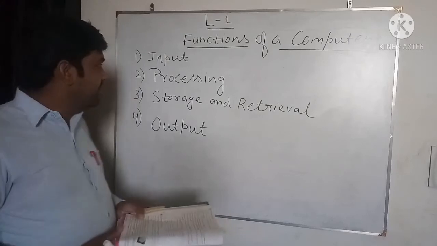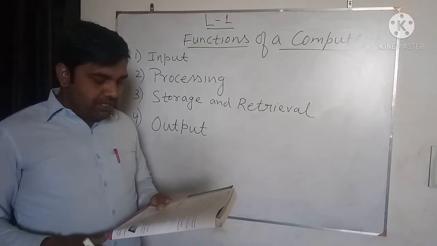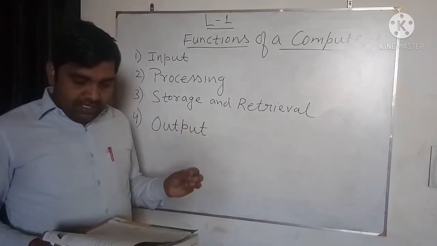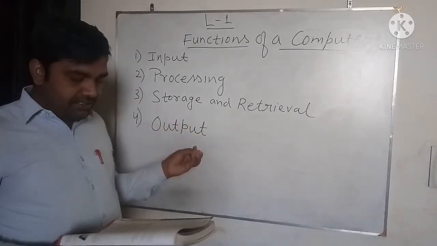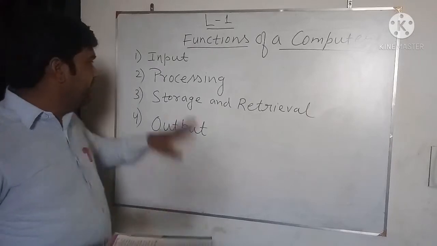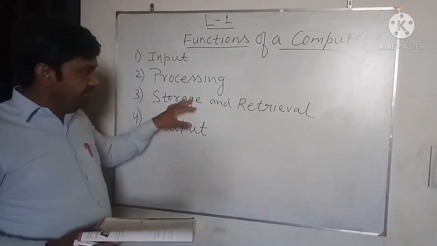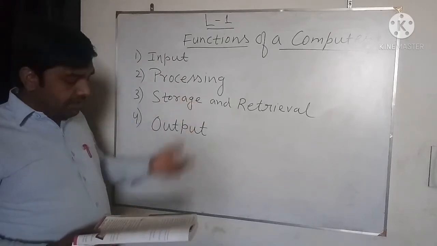Next is the central processing unit. The processing unit is called the CPU. CPU is the main unit of a computer, which is also called the brain of the computer. It controls all the internal and external devices of a computer. So all the devices attached to the computer are controlled by the CPU, both internal devices and external devices.